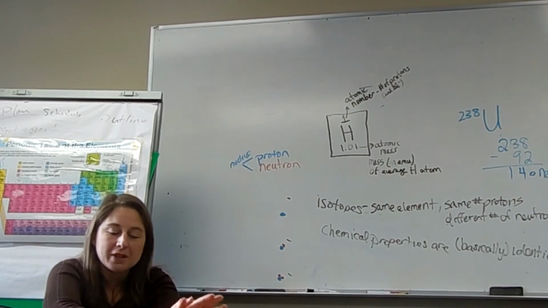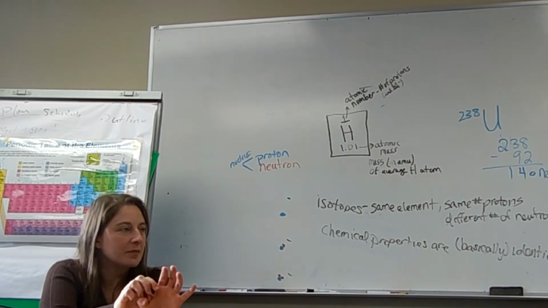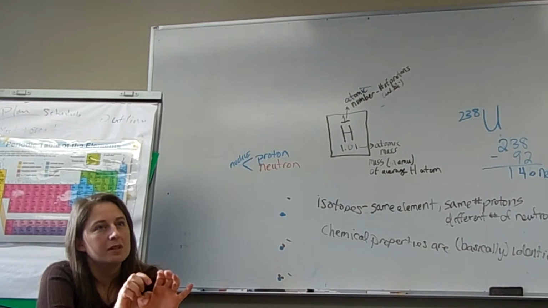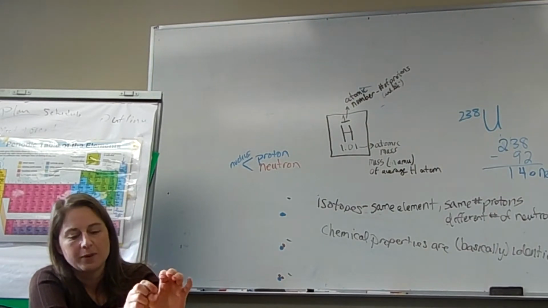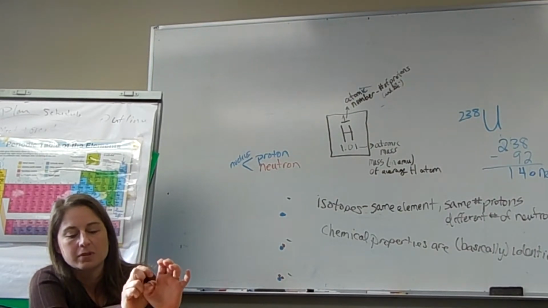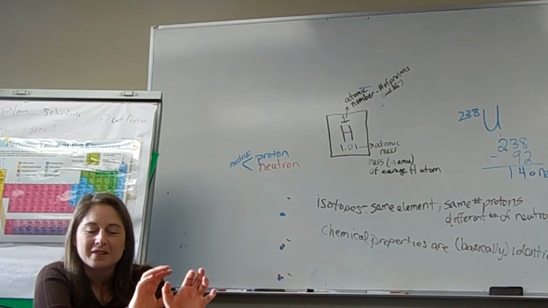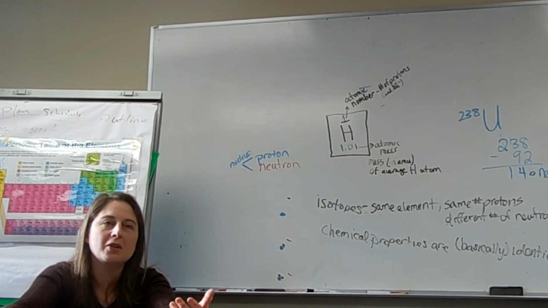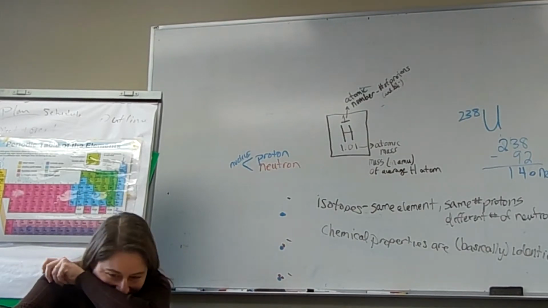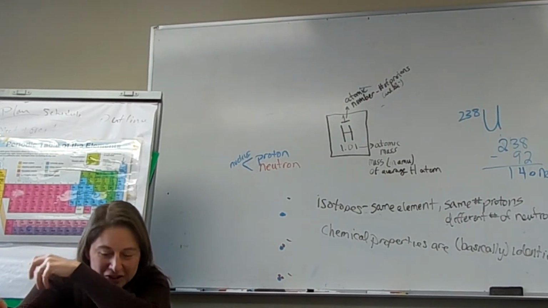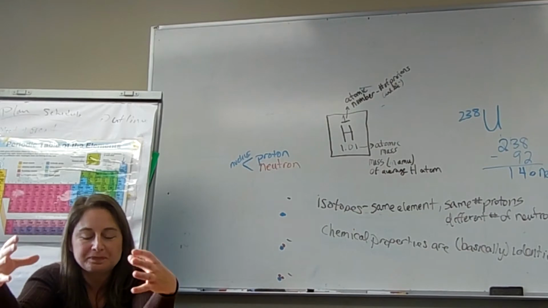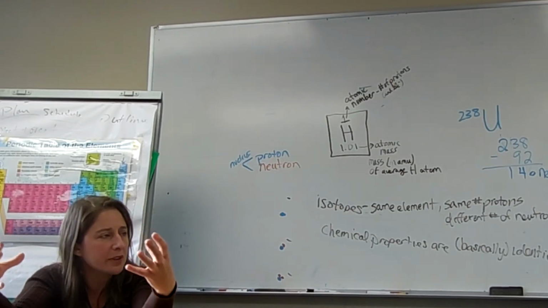So we have some history. Where to start? Rutherford, maybe? Okay. Crookes. Okay, so Crookes. He filled a tube with gas.